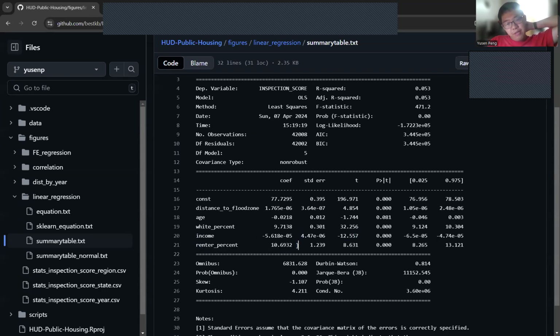There's a renter percent positive correlation there, and these numbers are not just numbers, right? Because we have to know the p values. Are these coefficients actually statistically significant? One thing about age is that its p-value is greater than the most common threshold of 0.05, so it's not that significant. But I still include it in the results section.